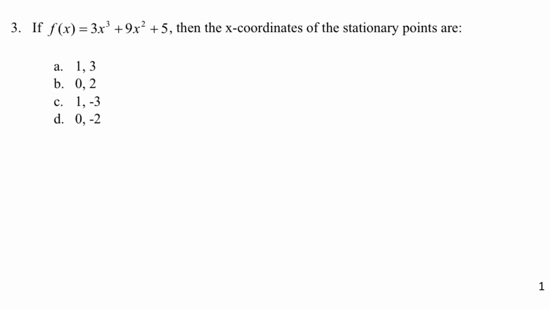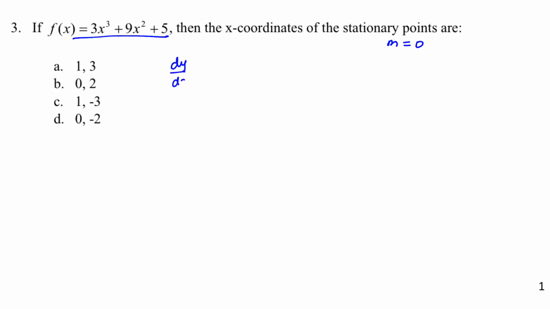In 3, if f of x is equal to 3x cubed plus 9x squared plus 5, then the x coordinates of the stationary points are. So we have to find the x coordinates of the stationary points. What does stationary point mean? It means that your gradient is 0. So we have to differentiate this equation, make it equal to 0 and find x.